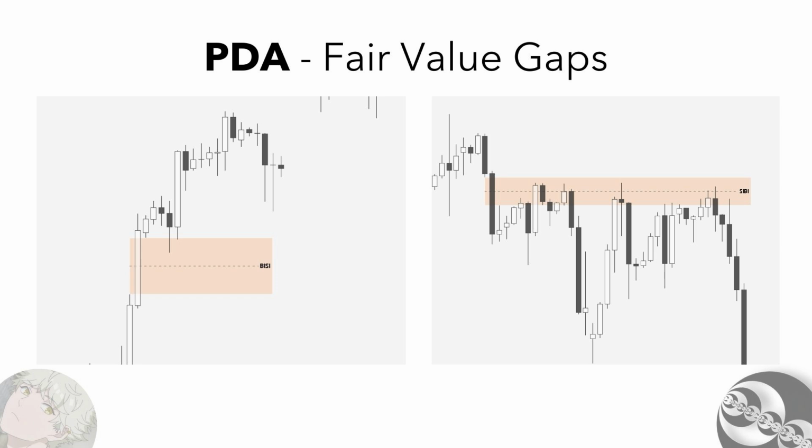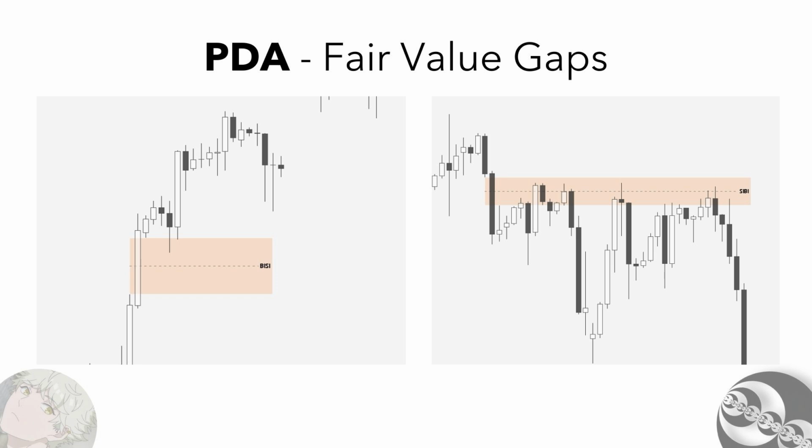And when the 3 candles move prices lower overall, then it's a bearish fair value gap, or a SIBI, meaning Sellside Imbalance, Buyside Inefficiency. While you can just call them bullish or bearish FVGs, the names BISI and SIBI explain why they form and why you could expect a reaction off of them.